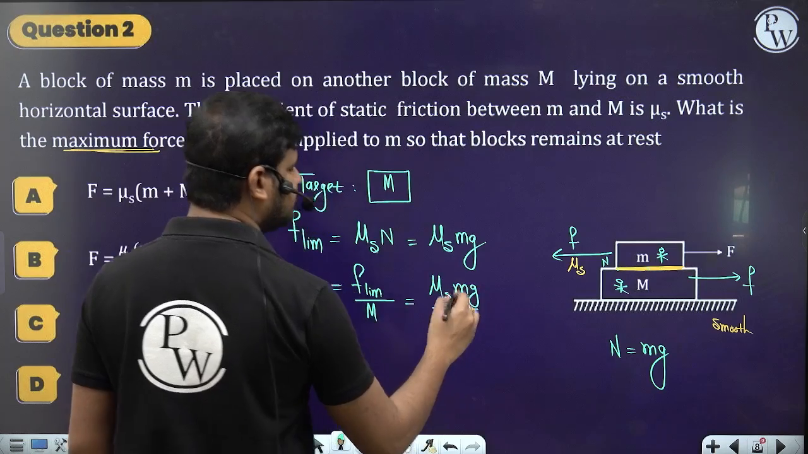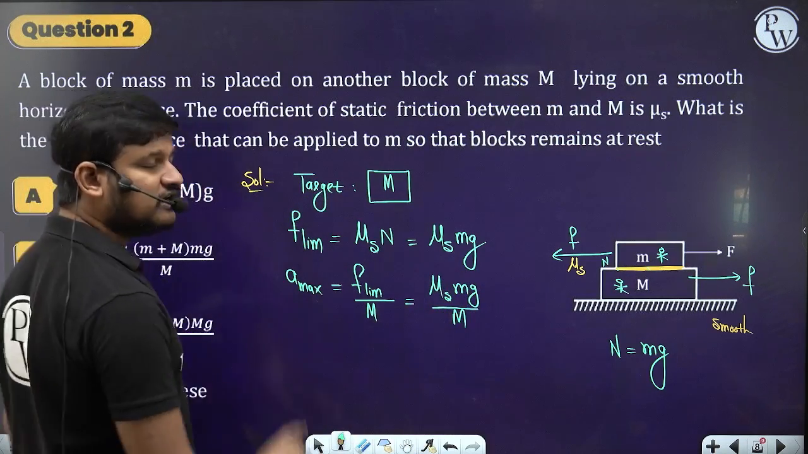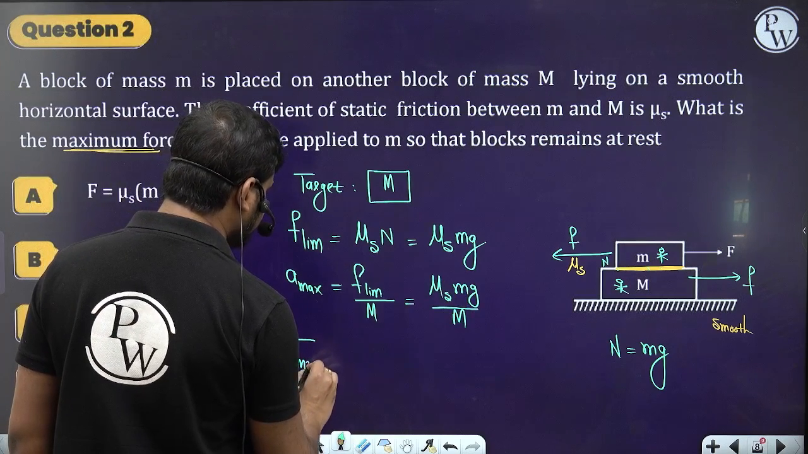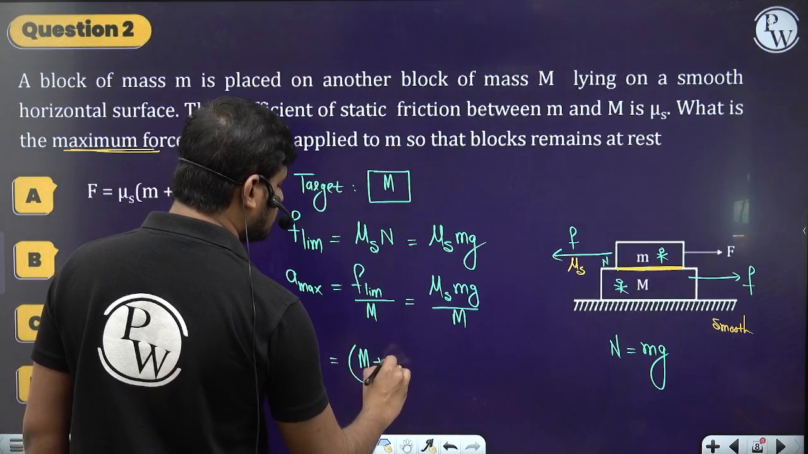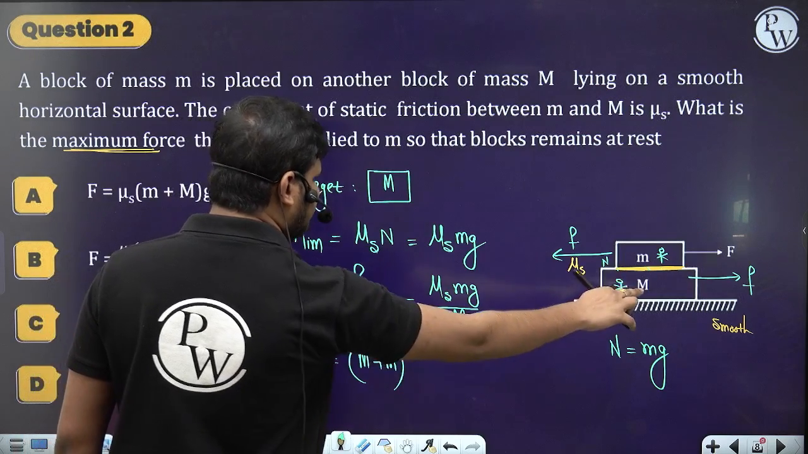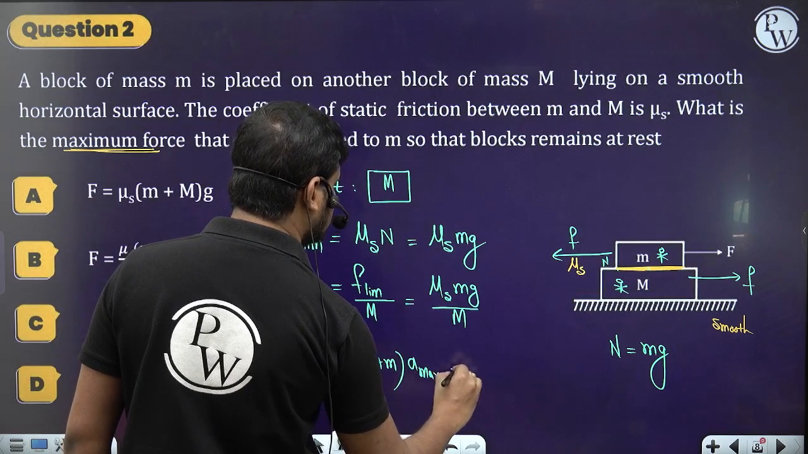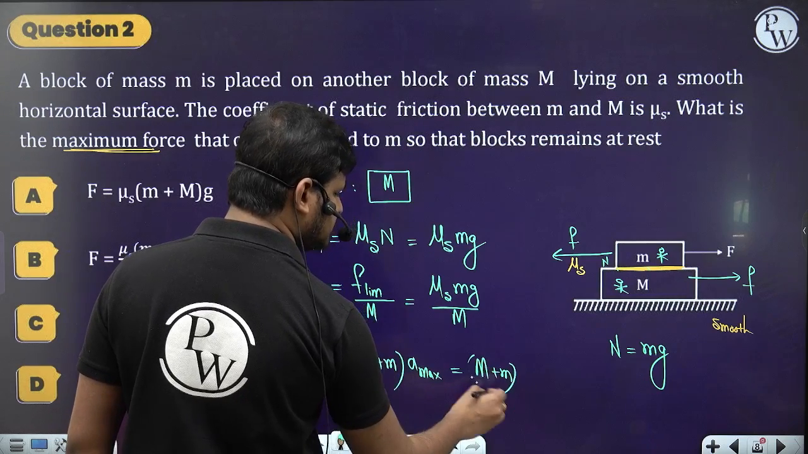Don't cancel m, these two are different. This is small m, this is capital M, right? So we got a max as well. Now we need the F max. What is the F max formula? It equals the total mass, the net mass, which is capital M plus small m, into the maximum acceleration. So capital M plus small m. Here no values are given, let them be.